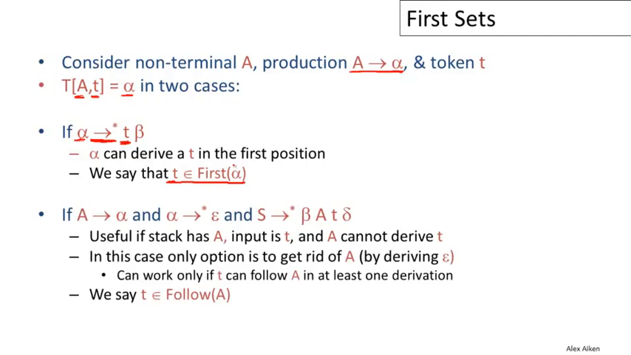Now, there's another, slightly more complicated situation in which we would want to make the move, where we see A as the leftmost non-terminal and T is the next input, and we'd like to replace A by A goes to alpha. The situation we're going to consider here is, what if alpha cannot derive T? So alpha cannot, in any sequence of moves, derive T. That means T is not going to be in the first of alpha.